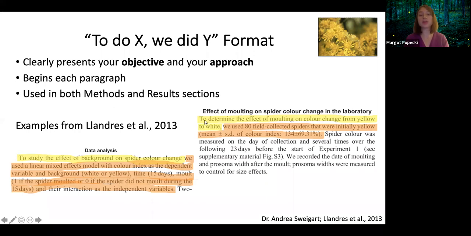So you can see in the to do X, we did Y format, they're stating to determine the effect of molting on color change from yellow to white, again, their objective, and then their approach. We used 80 field collected spiders that were initially yellow. Very clear. And so I'd also like to add that, again, this structure is used at the beginning of a paragraph, and then you'll usually follow up with additional details describing the analysis you did, again, being as specific as possible.